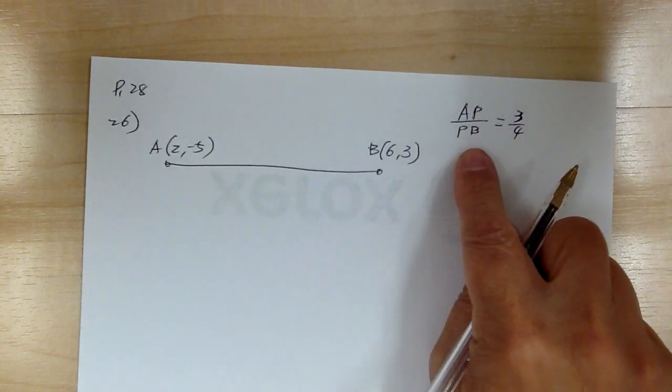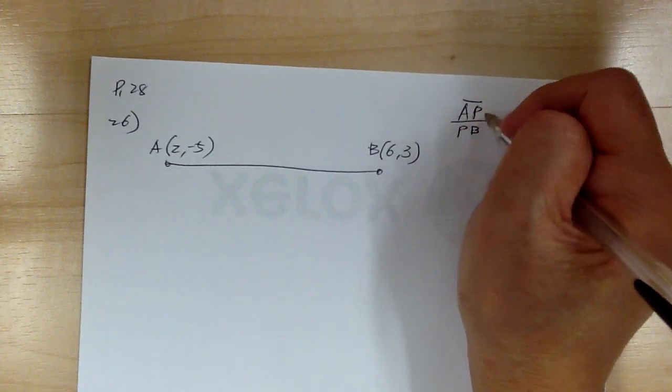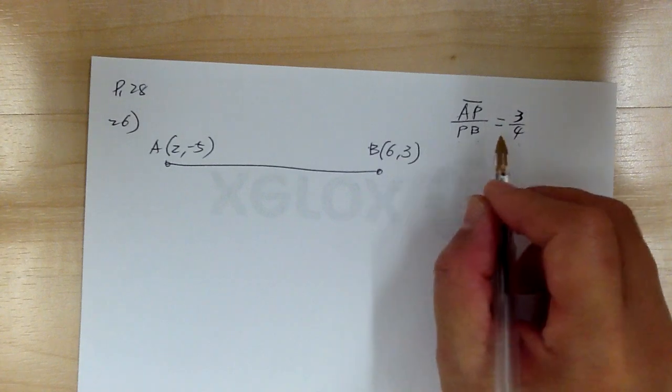Now you have to be careful. This is not R, okay? So this is not R. R is AP over AB. This is PB, so this is not R. So you have to figure out your R.